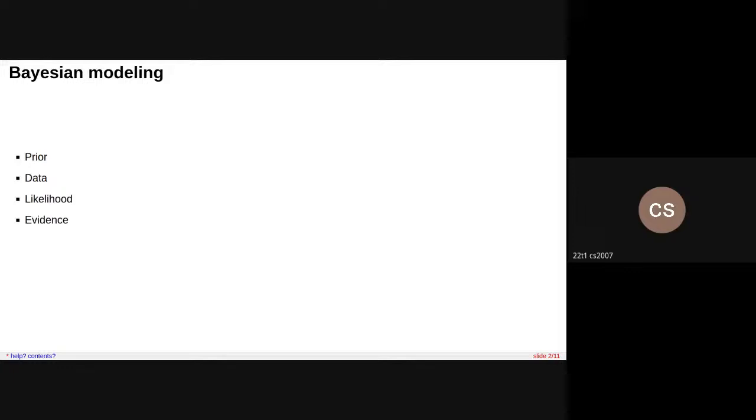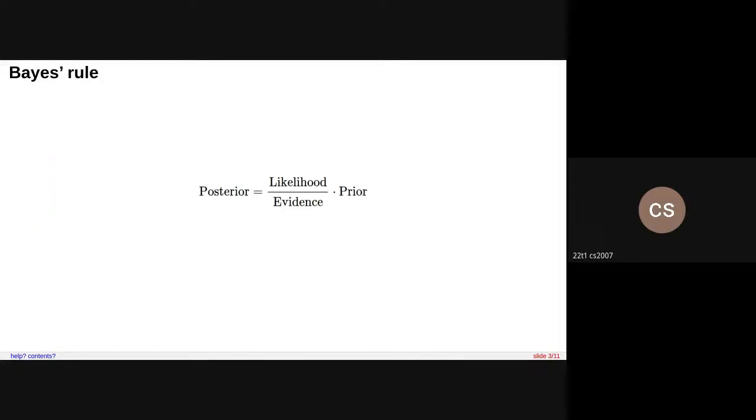Along the way, something called the evidence gets thrown in. Evidence is nothing but some normalizing thing. And all these things combine to give you the posterior, which is the updated belief about your parameters. Okay, so this equation here will remind you of the Bayes rule. You have some prior, you observe some evidence or data. That data modifies your prior by means of a likelihood, which results in a posterior.